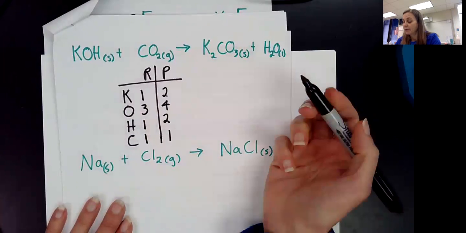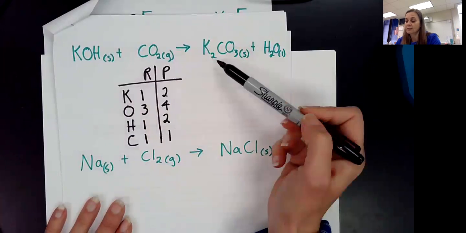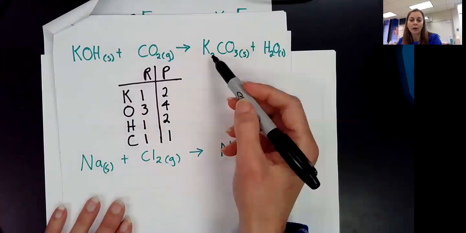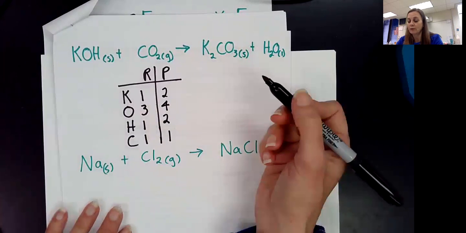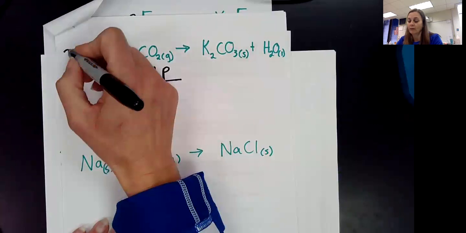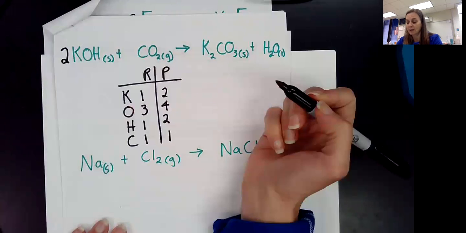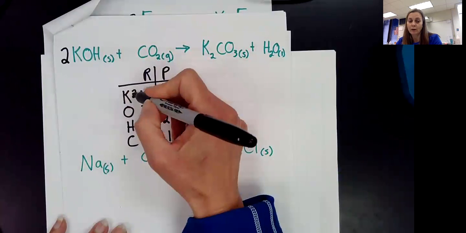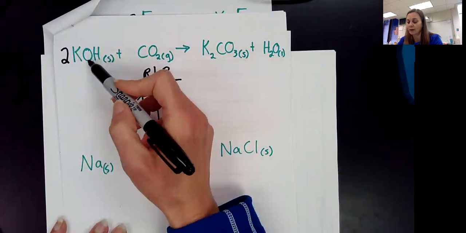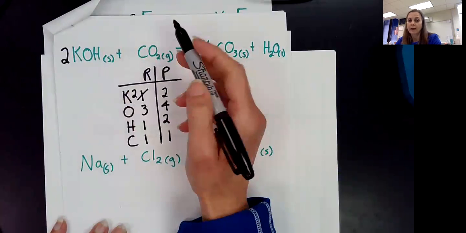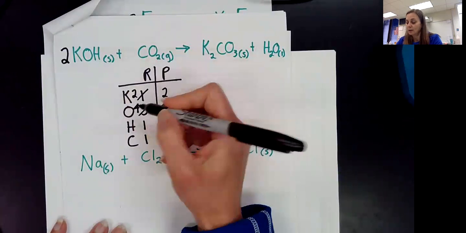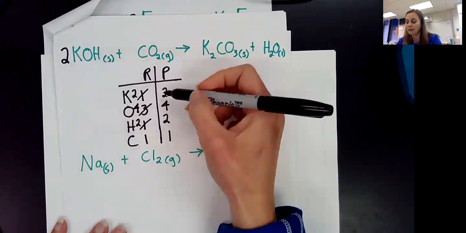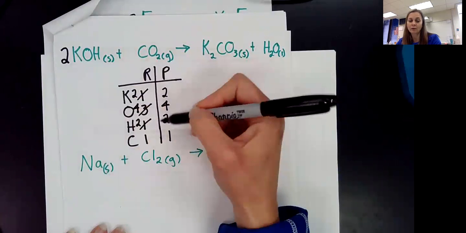So the first thing that I notice is that I have 2 potassiums on this side and 1 on this side. So I'm going to go ahead and try to fix the potassium and see where that puts us. So if I put a 2 in front of KOH, now that doesn't just apply to the potassium. It does mean that I now have 2 potassiums, so that solved that problem. But it also means that I have 2 oxygens plus the 2 oxygens, so I now have 4 oxygen. And it means that I now have 2 hydrogen. And now the numbers are the same on the product side and the reactant side. And I have a balanced chemical equation.